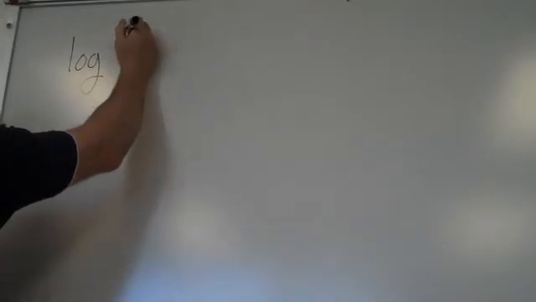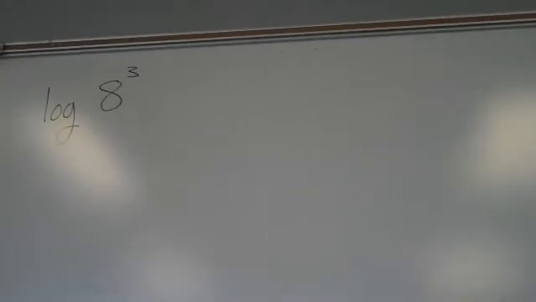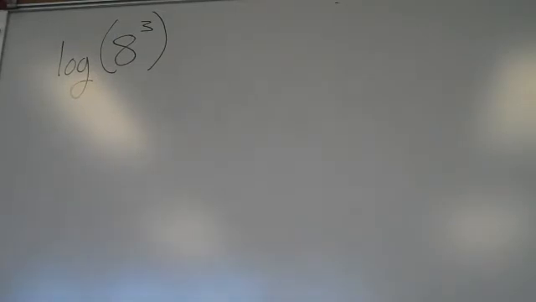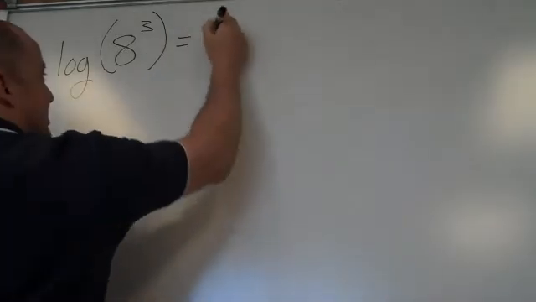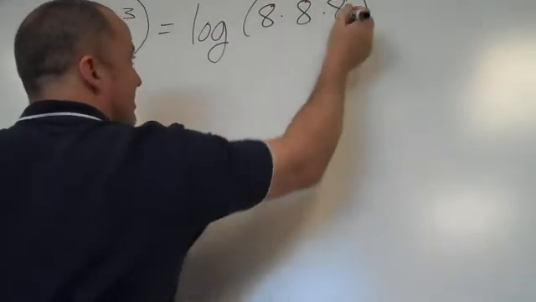We're going to take another look at this property. I'm going to say I have log base 10 of 8 cubed. You have an exponent on an exponent? Well, this is actually log base 10 of 8 cubed, so I'm not really raising the logarithm to a power. I'm raising 8 to a power and then finding the logarithm of that. If I do that, this is the same thing as log of 8 times 8 times 8, right?